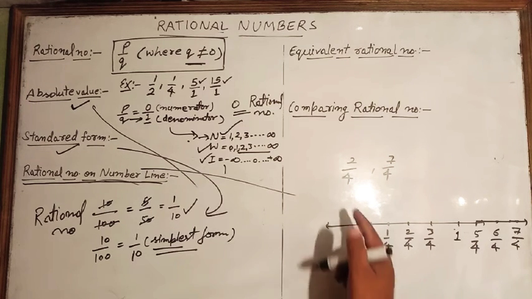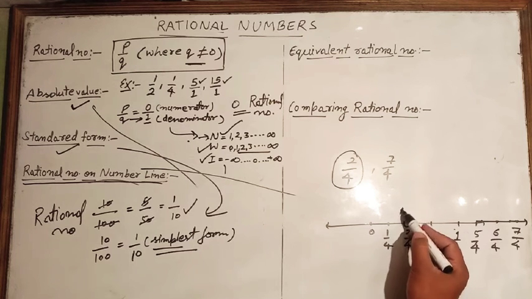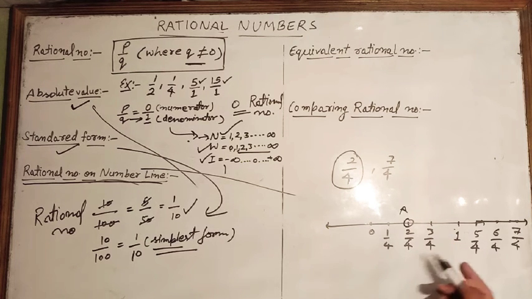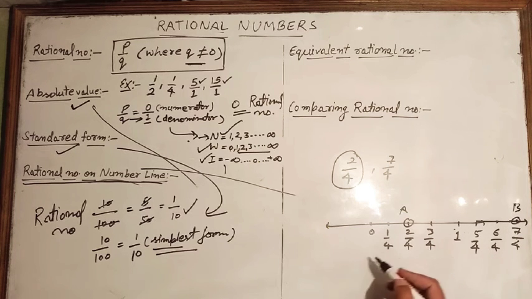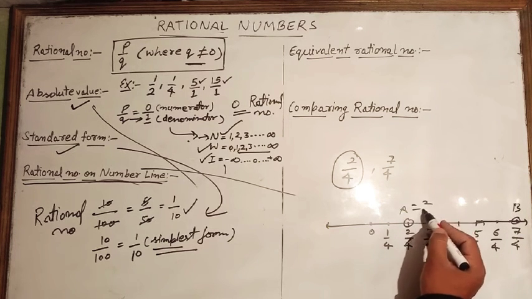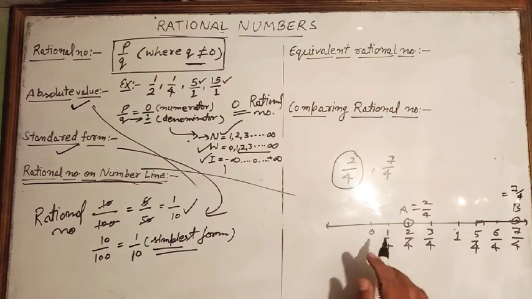What values do we want to represent? 2 upon 4: where will it be? It will be here. We can represent it with the capital letter A. 7 upon 4 will be somewhere here, and we can represent it with capital B. Here A is equal to 2 by 4 and B is equal to 7 by 4. Like this we can represent it, meaning that many subdivisions will be there.